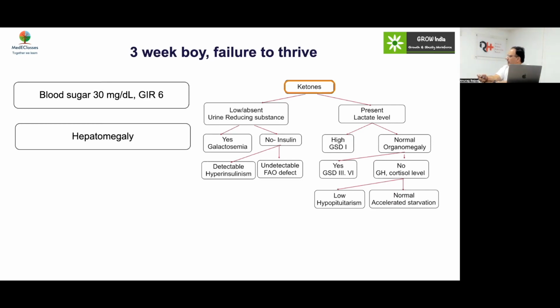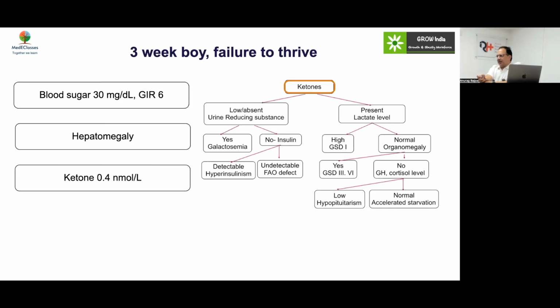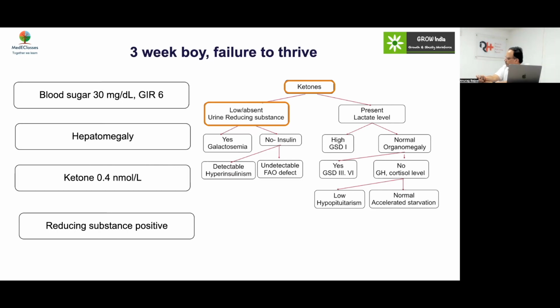Hepatomegaly is there, ketone is negative. So non-ketotic. You know that the liver is more nodular, firm. You have to think of the possibility of galactosemia. Reducing substance was positive, so this is galactosemia.